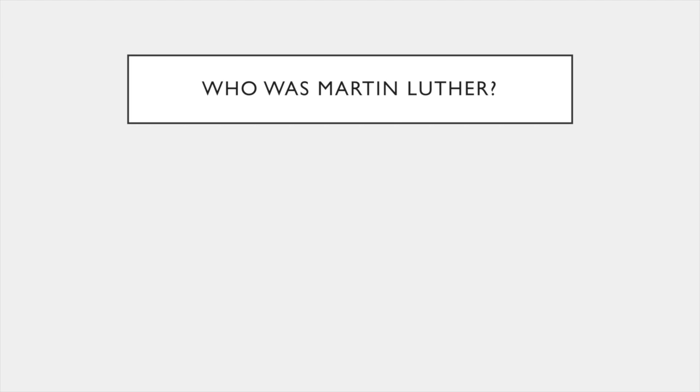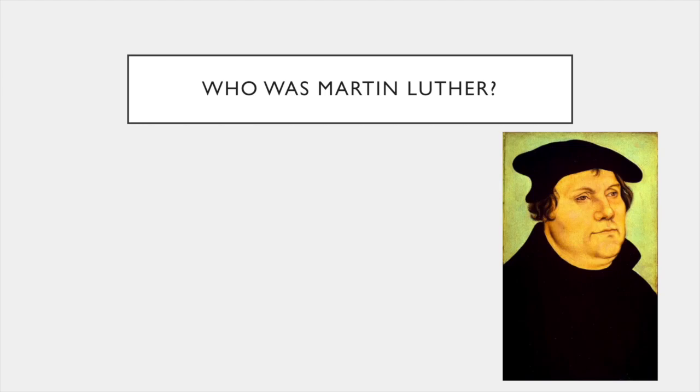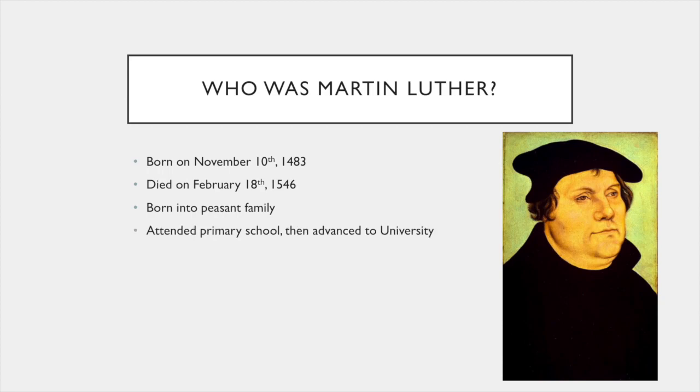So Martin Luther, I have included a picture of him on the side here, was born on November 10th, 1483. He also died February 18th, 1546. He was both born and died in what is now modern-day Germany. So a little bit more about Martin Luther. He was born into a peasant family, but his father managed to find work as a miner. This allowed Martin Luther to attend school at the age of 7.